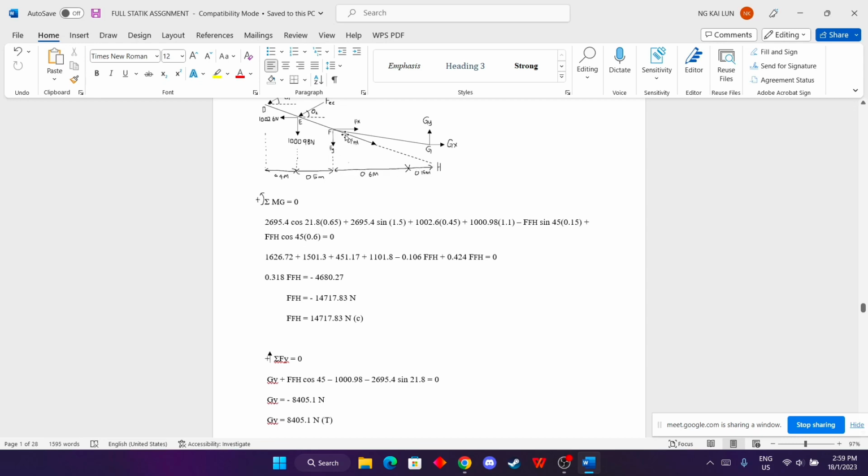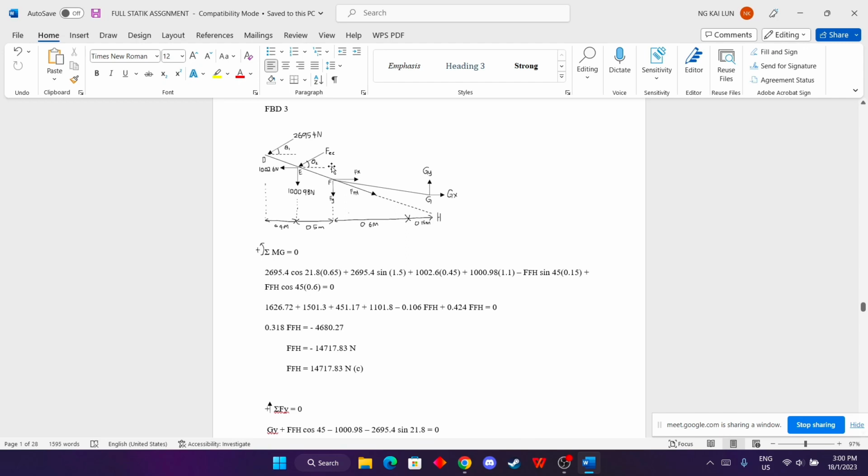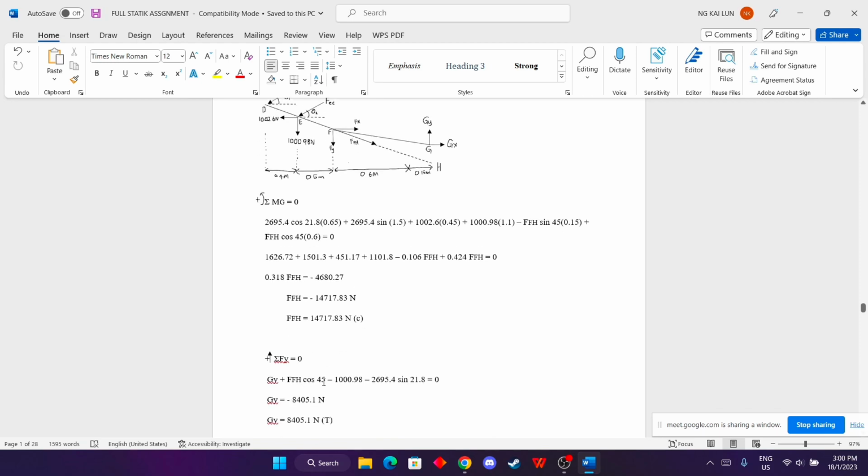You have the length here. You can find the theta here. FFH cos 45, and then minus this one, 1000.98 Newton, and then minus this one, 2695.4 sine 21. And if you're wondering why the drawing here and the plus minus here are reversed, it is because of the thing up here.